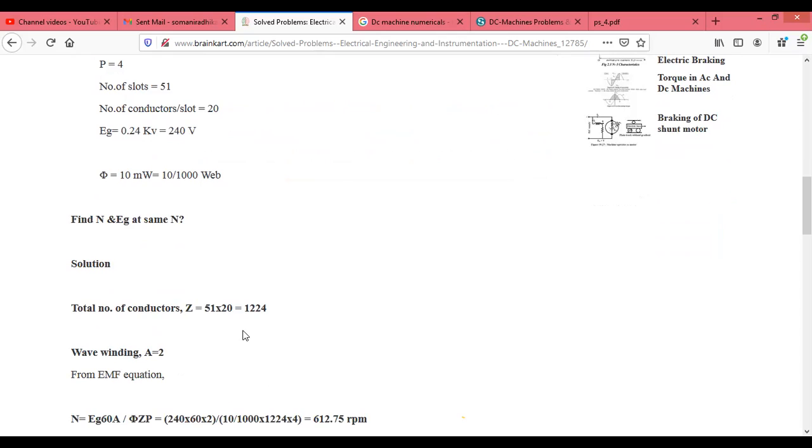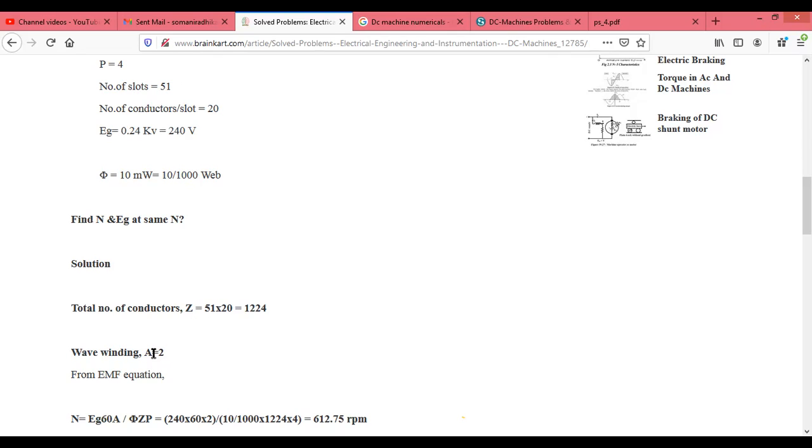But here they have not given the total number of conductors. So you can solve total number of conductors equal to number of slots into number of conductors per slot. The slot will cancel. You will get 51 into 20, which is 1224. That is the value for Z.